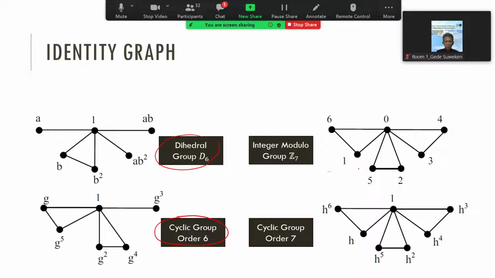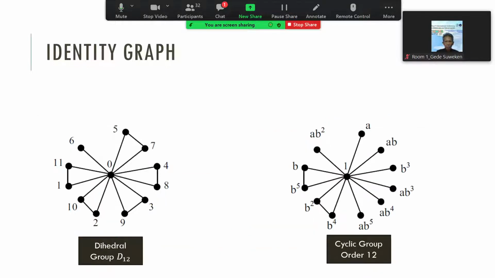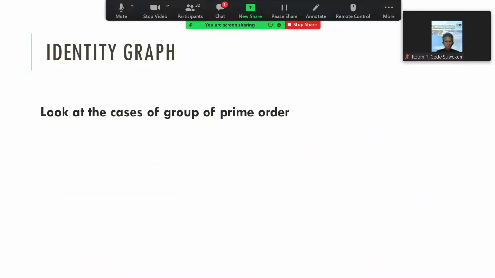On the other side, the groups Z7 and the cyclic group of order 7 have the same identity graph. So it is interesting to see when groups have the same graph and when not. This is another example: these groups have the same order 12, but different identity graphs. We will look at the case of groups of prime order.